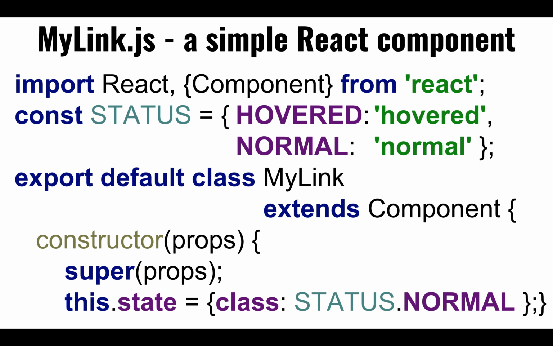Okay, so this is my hyperlink. Here I have a constant status object that is a map where we're going to color the hyperlink either as normal if you haven't hovered over it, or paint it as hovered if you put your mouse over the hyperlink. Here we have a simple constructor, the super props, and the state. The state is going to maintain the current status of the hyperlink: are you putting your mouse over the hyperlink or not? And we're going to manipulate the state based on whether you hover over it with the mouse or not.